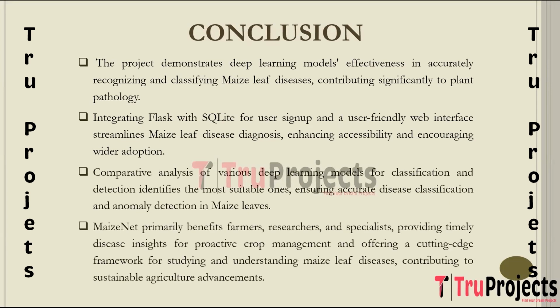Farmers, agricultural researchers, and specialists are primary beneficiaries of MaizeNet. The tool empowers farmers with timely information for disease management, enabling them to take proactive measures to safeguard crop health. Agricultural researchers benefit from the state-of-the-art framework for studying and understanding maize leaf diseases, contributing to advancements in crop science and sustainable agriculture.